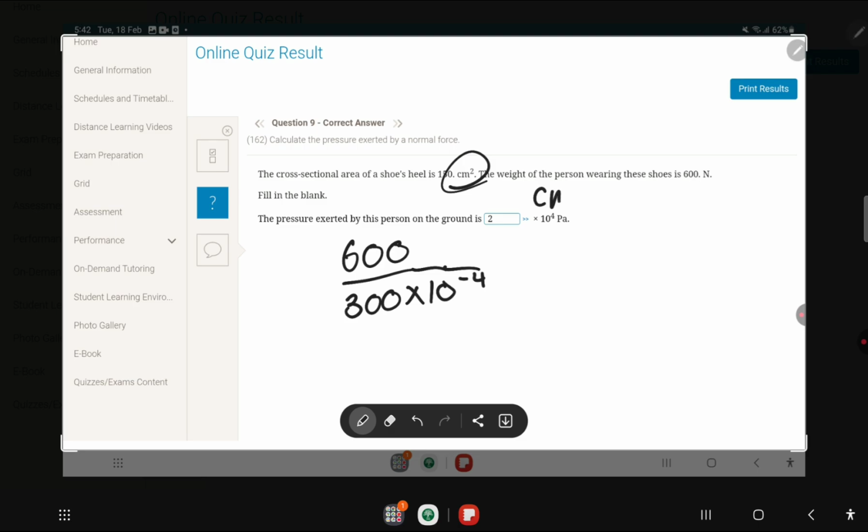And from centimeter to meter is divided by 100, right? But since it's squared, just add an extra 2 zeros. So it's going to be 10 to the power of negative 4. If you put it into the calculator, you're going to get 2,000, or 20,000, sorry. And here they want it in scientific notation, so you just enter it this way, alright?